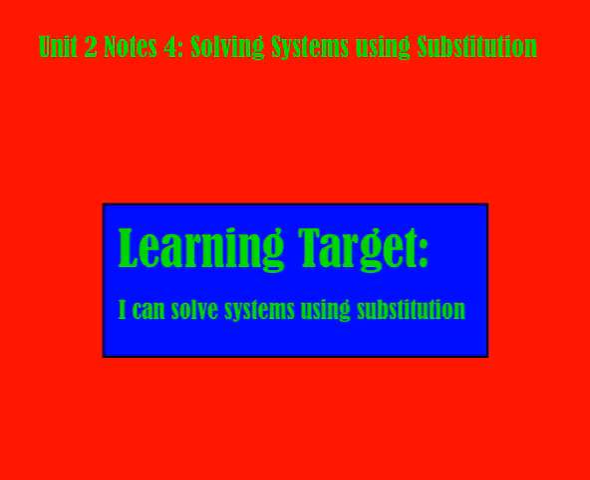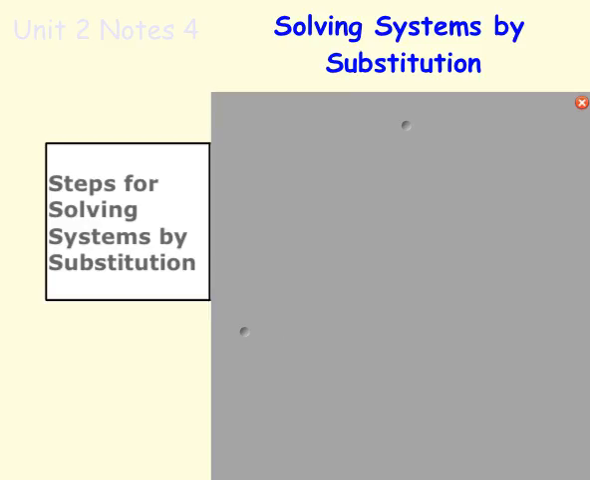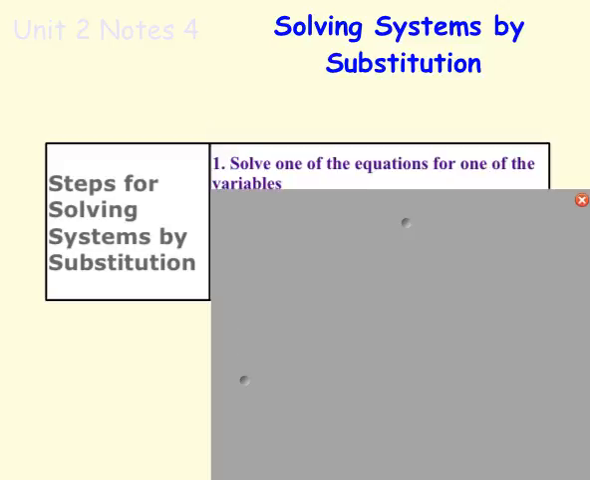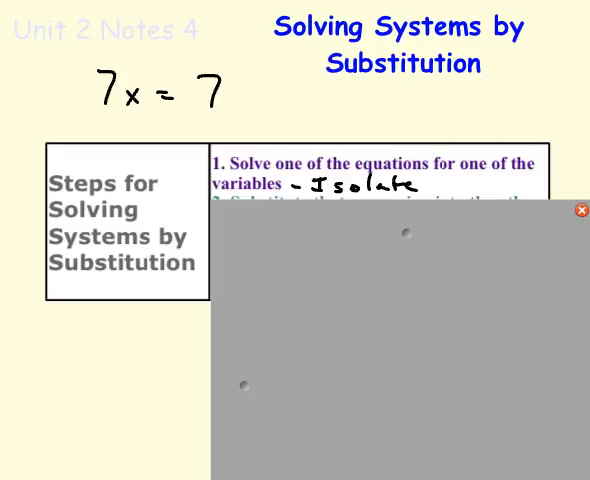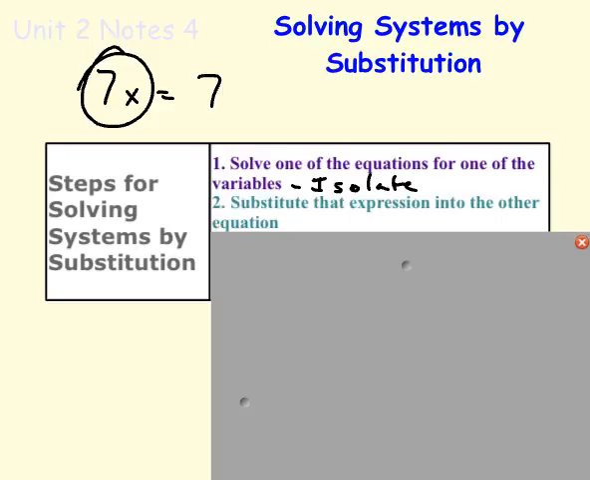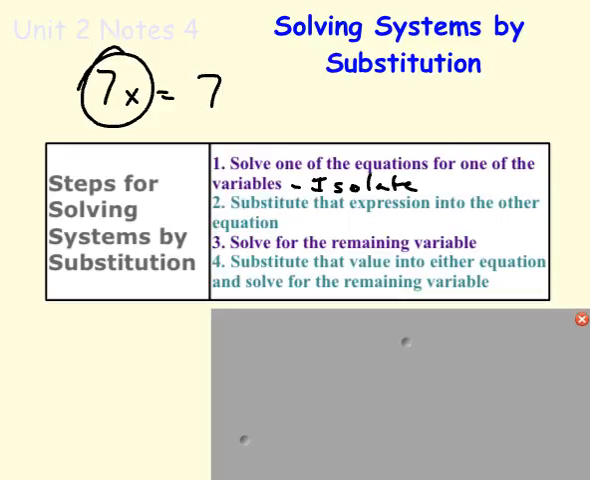All right. We are going to do Unit 2 Notes 4, solving systems by substitution. Here's what we have. We have solved one of the equations for one of the variables. Make sure you know that this means to isolate one variable. So isolate means you have the x by itself before you can divide. Substitute that expression into another equation, solve for the remaining variable, substitute that value into either equation and solve for the remaining variable.